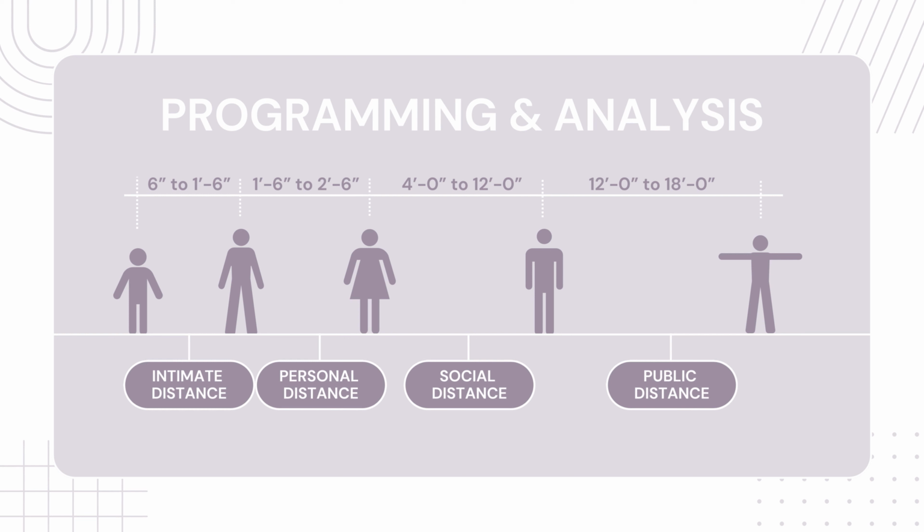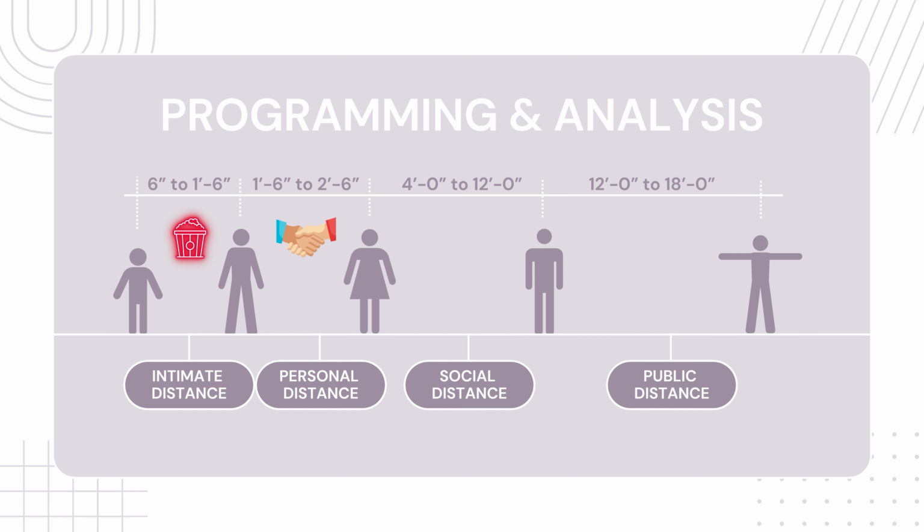Intimate distance ranges from 6 inches to 1.5 feet. That's usually reserved for your close friends and family. Just think of whoever you would Netflix and chill with, your partner, your dog, etc. Personal distances range from 1.5 feet to 2.5 feet. This is the distance where you keep acquaintances. You know them, but you don't know them. They stay in this range.